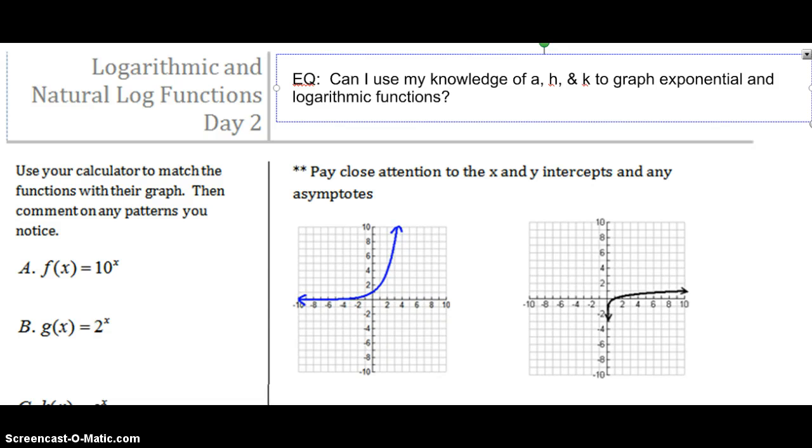Hello Algebra 2. Tonight's topic is for Unit 8, Day 2, so 8.2, and we're graphing exponential, logarithmic, and natural log functions. Our essential question tonight is, can I use my knowledge of A, H, and K to graph exponential and logarithmic functions?